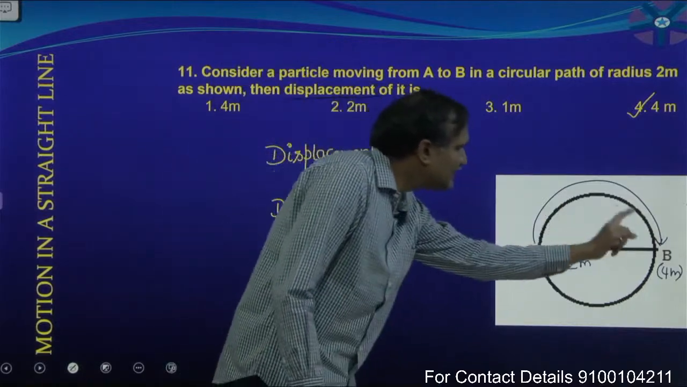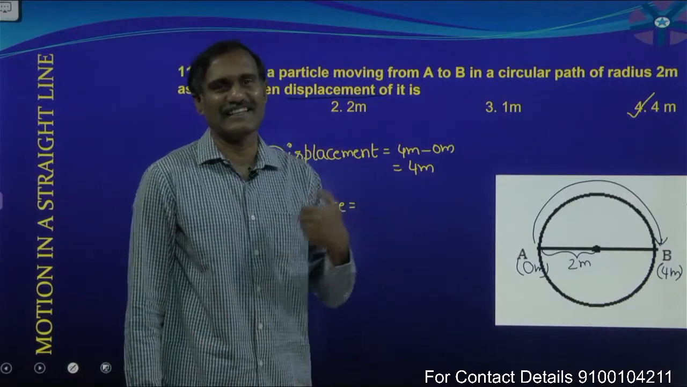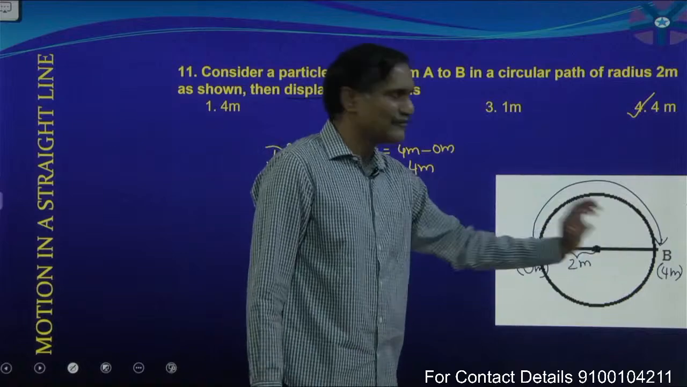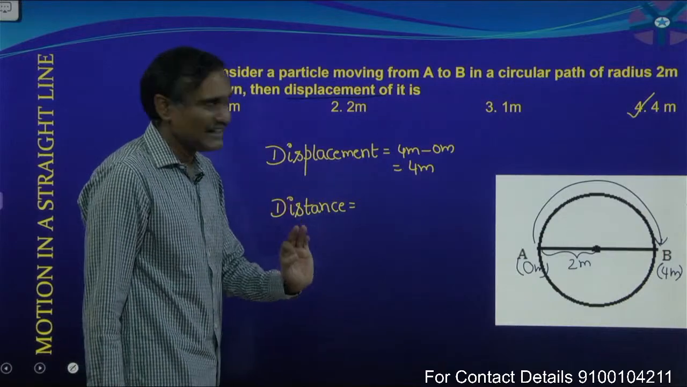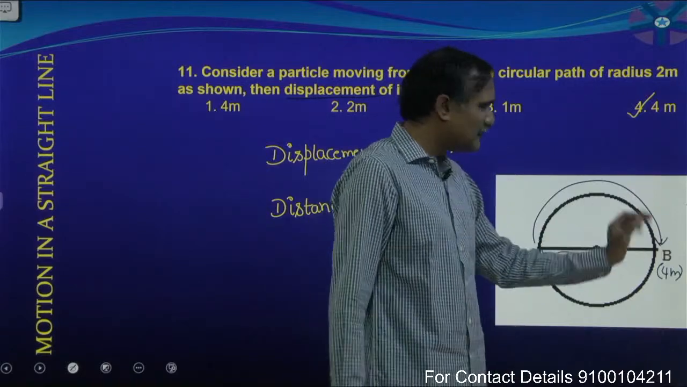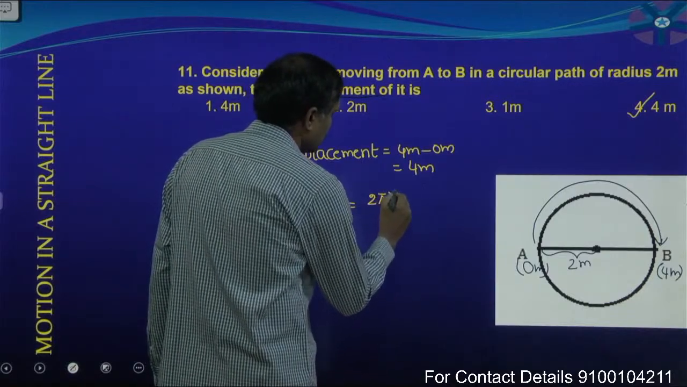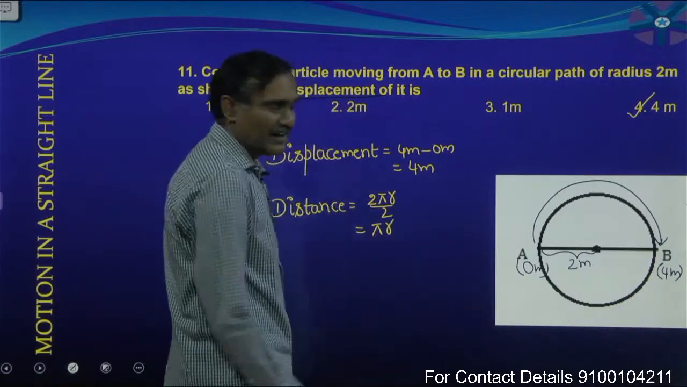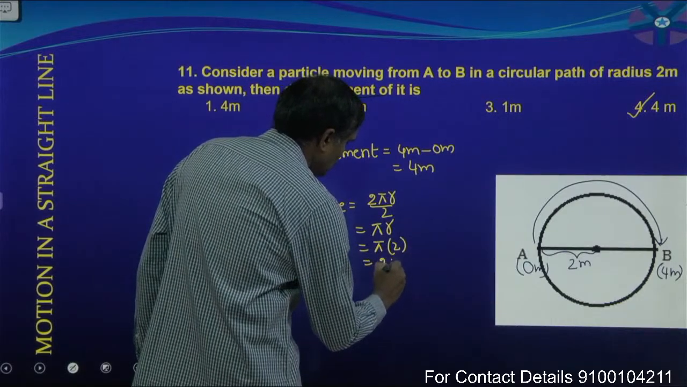Okay, what about this length? Here a particle is moving along the circumference of a circle. Is it true or not? It is moving along the circumference of a circle. So its path length is nothing but half of the circumference, because it wants to travel from A to B only. Therefore, distance is equal to 2 pi r divided by 2, that is pi r, or pi into 2 meter, that is equal to 2 pi meters.